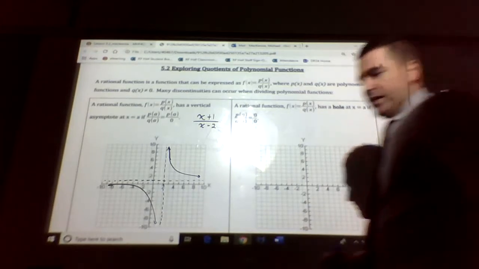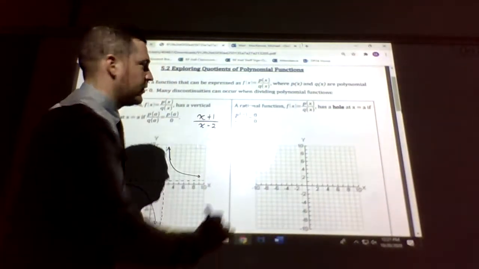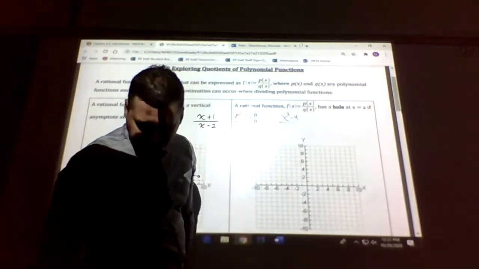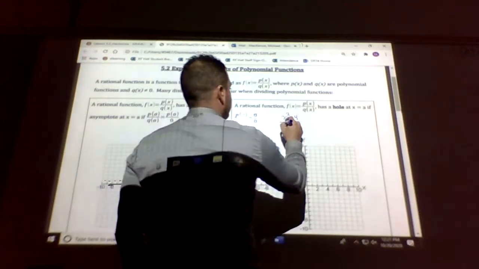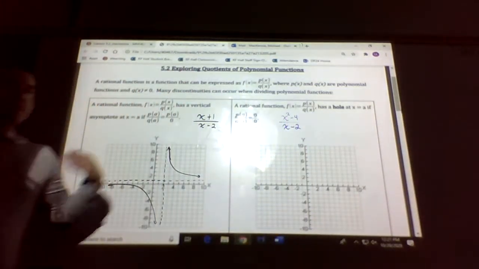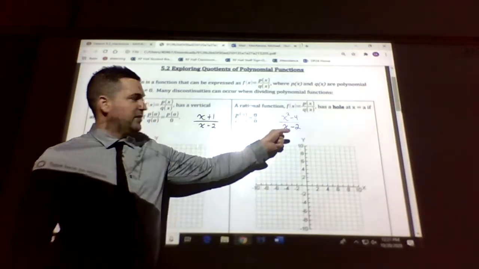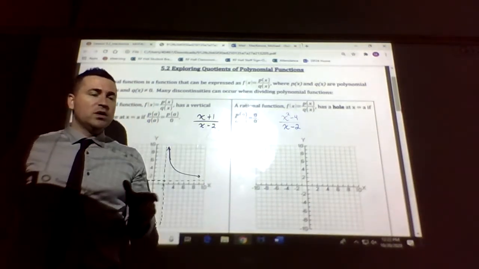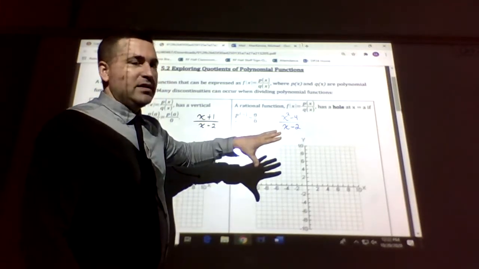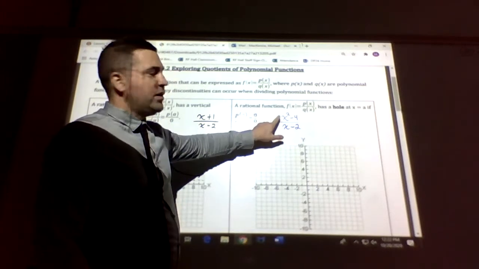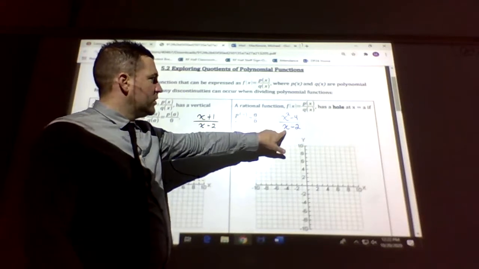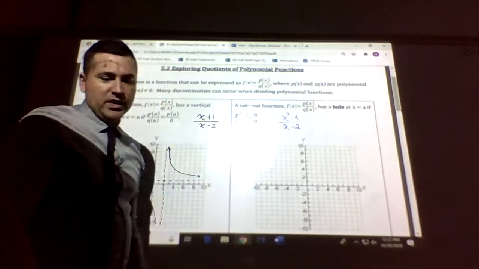An example of this is x squared minus 4 over x minus 2. Is there a number that I could put into the numerator and the denominator that would make the whole thing 0? The number that we can plug in here and here that will make it 0 is 2. If I put 2 in here, 2 squared is 4, minus 4 is 0. And I put here 2 minus 2 is 0. So there's a number.